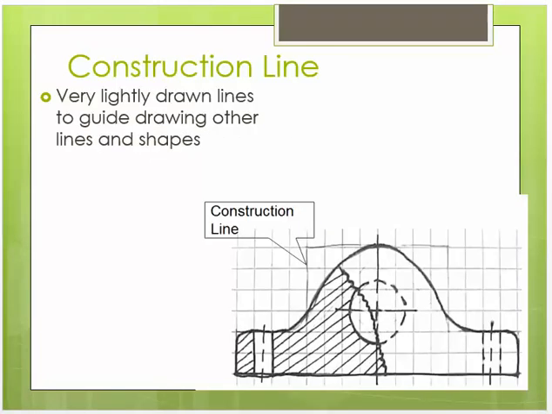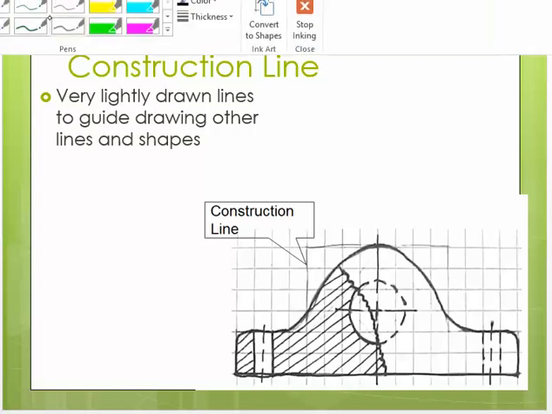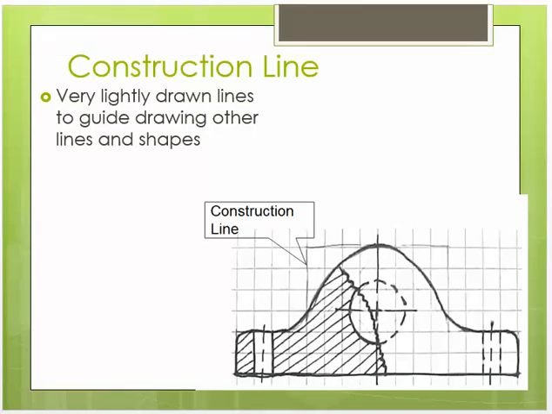Construction line: very lightly drawn lines to guide drawing other lines and shapes. The construction lines here, like here is the guideline. It's very faint, you can just barely see it, but it's used to help draw other lines. Over here is a guideline. Down here, you may not even see it originally, but down here is a guideline. Just so you can see it, I'll erase it. But there was a guideline there that was helping them form this shape, that figure.